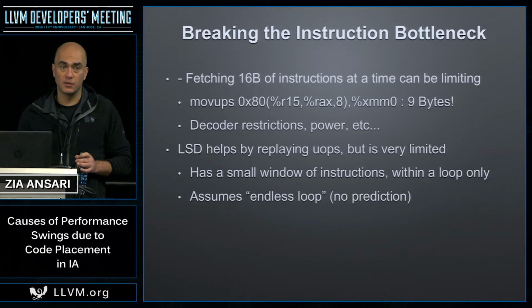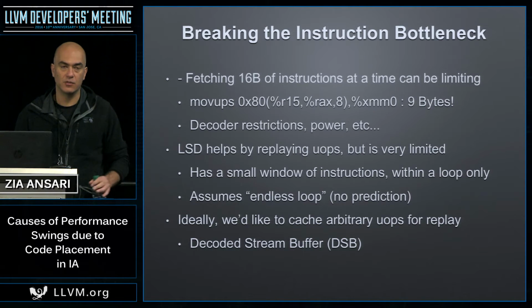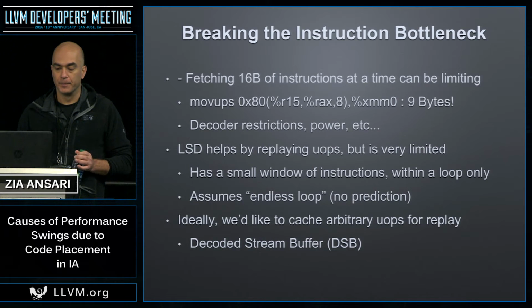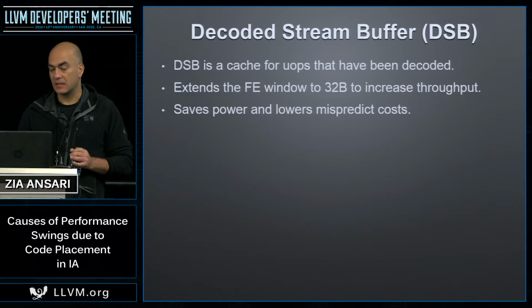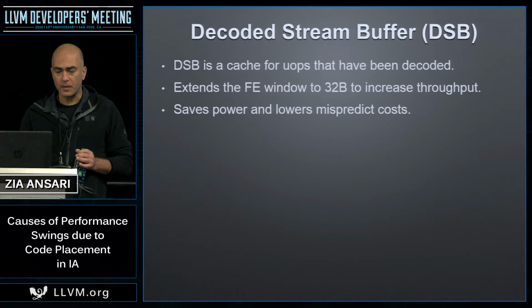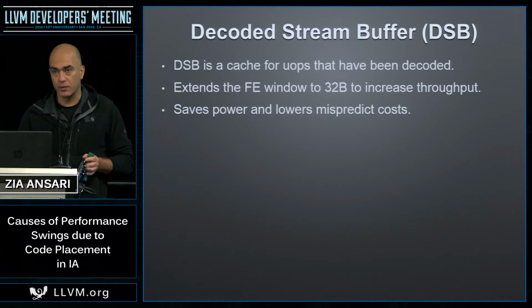So ideally, what we'd like to do is to cache arbitrary UOPs for replay, and here's where the decoder stream buffer, the DSB that I mentioned earlier, comes into play. So what is a decoder stream buffer? It's this cache for UOPs, as we've already mentioned. It extends the front-end window to 32 bytes to increase throughput. And obviously, it saves power and lowers mispredict costs because you've got a shorter pipeline now.